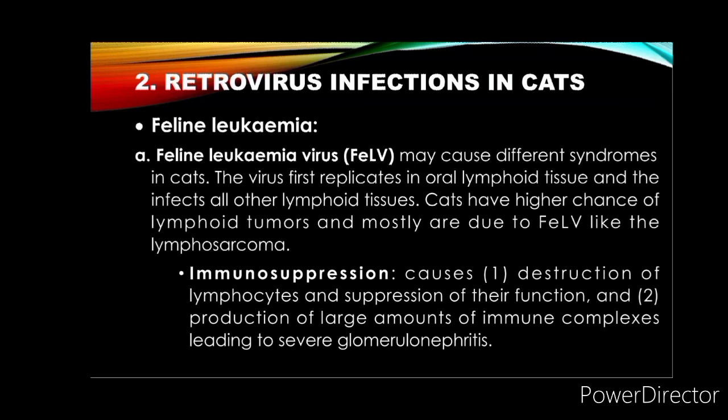Immunosuppression of feline leukemia virus causes a destruction of lymphocytes and suppression of their function, and the production of large amounts of immune complexes, leading to severe glomerulonephritis.